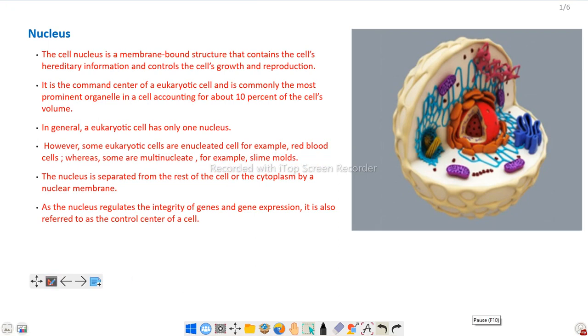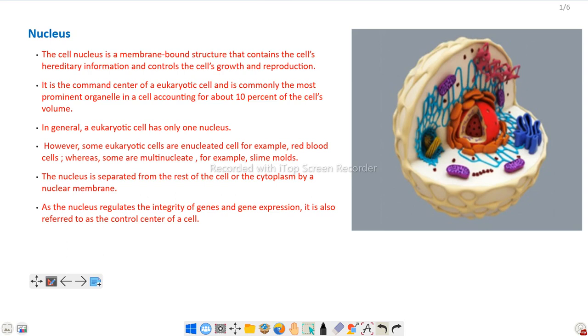The nucleus is a membrane bound organelle that contains hereditary information and controls the cell's growth and reproduction. It is the command center of the eukaryotic cell and is commonly the most prominent organelle in the cell, accounting for about 10% of the cell's volume. It is located at the central part of the cytoplasm.